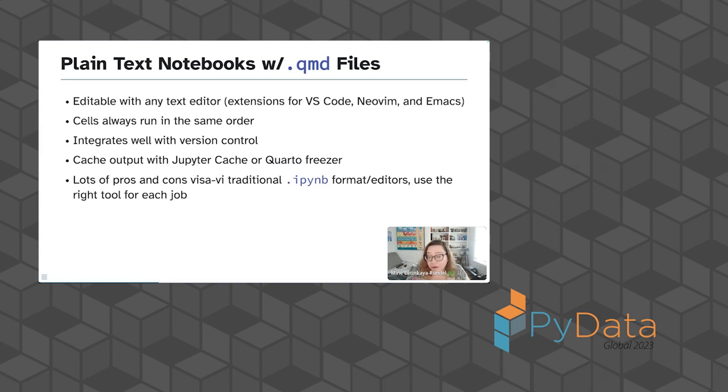And you can cache your output with either the Jupyter cache or Quarto's freezer, where you can define whether you want the computation to rerun every time you change anything in the file or only when you explicitly render the file. There are lots of pros and cons between using QMD files and IPYNB files. And I think most importantly, for getting started with anything new, the important thing is that it works with what your choice might be. So if you feel more at home with one of these formats over the other, the nice thing is you can build a Quarto dashboard either way.